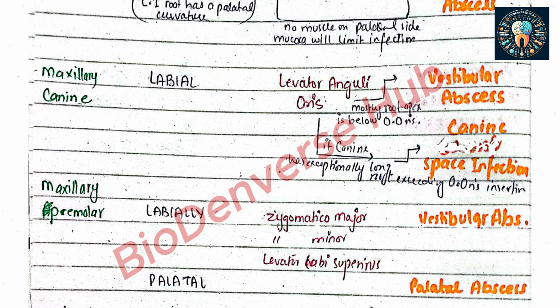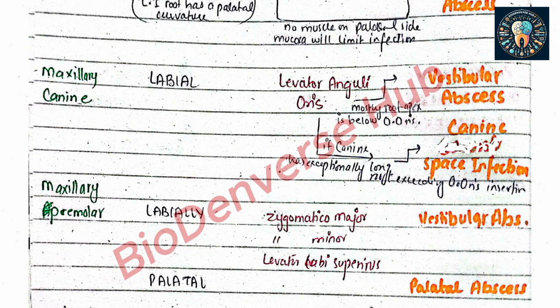After that, we have the maxillary premolars. Again, their roots are nearer to the labial cortical plate, so there is a higher probability that the infection will perforate the labial cortical plate and spread out from there. As far as the muscle attachments and relations are concerned, in that region we have the zygomaticus major muscle, zygomaticus minor muscle, and levator labii superioris muscle. Usually the roots of the premolars are below the attachment of these three muscles, which again means that the infection will be contained in the vestibular region and will result in a vestibular abscess.